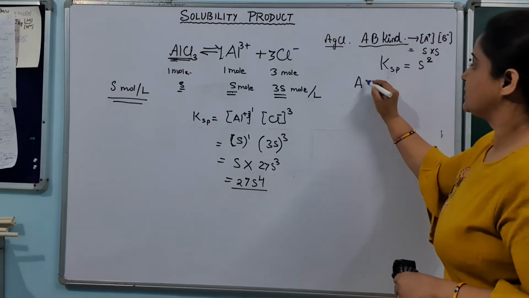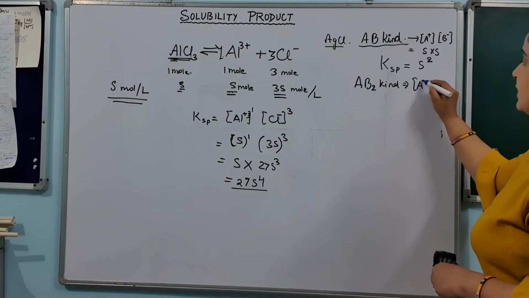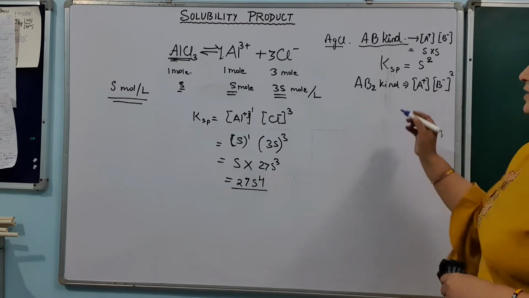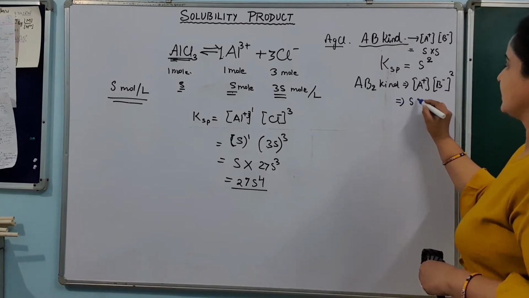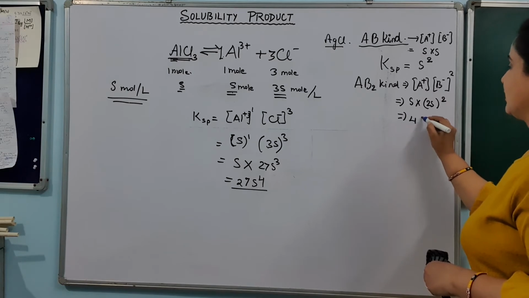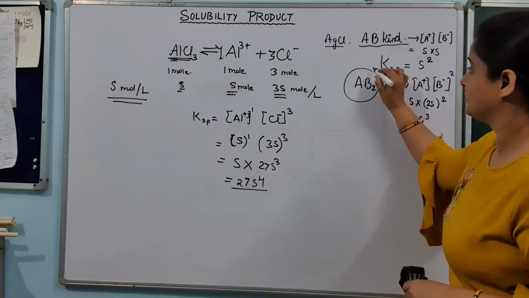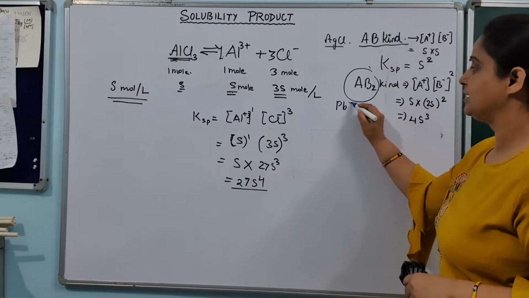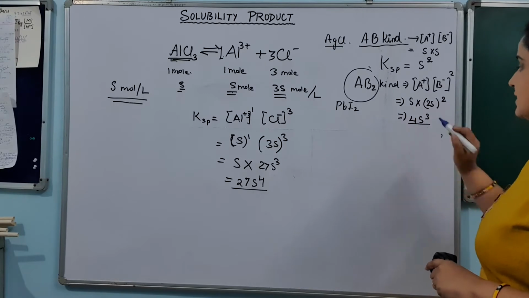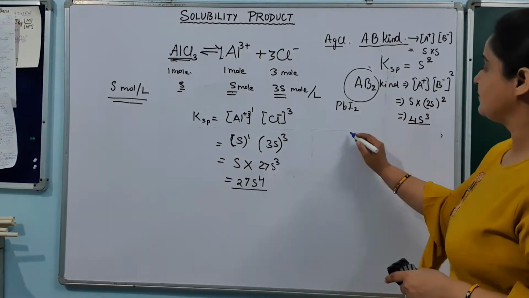Okay, if your salt is AB2 kind of, then what? इसकी solubility होगी A plus and B minus raised to power 2 concentration, and then it will give you S into 2S2, and then it will give you 4S3. This will be the solubility of these kind of, okay, like PbI2. If I calculate the solubility product for PbI2, I get 4S3. Whereas this is the solubility. Molar solubility means mole per liter.